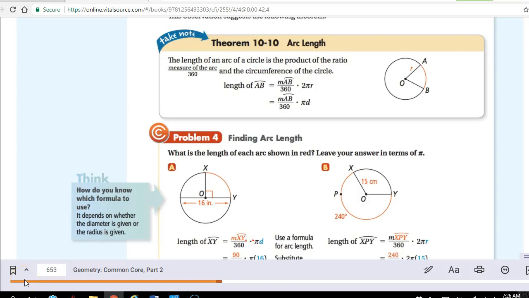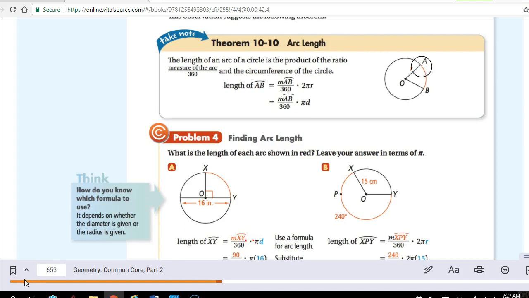Hello again. We are looking at problem number 4 in section 10.6 of your textbook for geometry part 2. This is found on page 653 of your textbook. Now, before we actually do the problem, it's imperative that you understand this particular rule here. And so what we're going to be doing is we're going to find arc length.